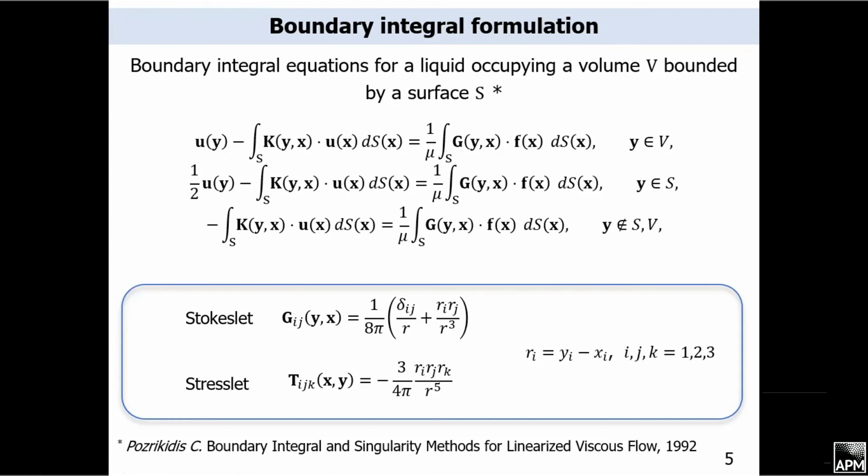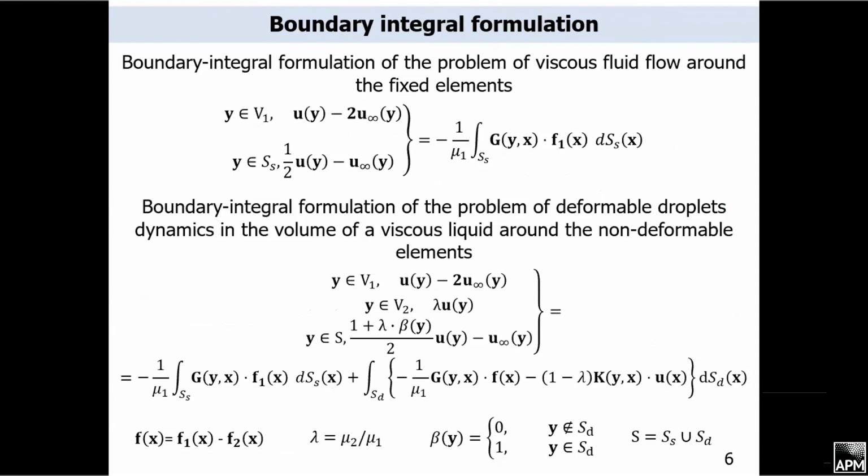Using quadrature formulas of the boundary integrals and the method of collocation in the vertices of the grid, we obtain a system of linear algebraic equations with a dense asymmetric matrix. Here we can see the boundary integral formulation of the problem of the flow of a viscous incompressible fluid around fixed, non-deformable elements of the traps. Below is the boundary integral formulation of the problem of the dynamics of deformable droplets of one liquid in the volume of another viscous liquid around the non-deformable elements of the hydrodynamic traps.